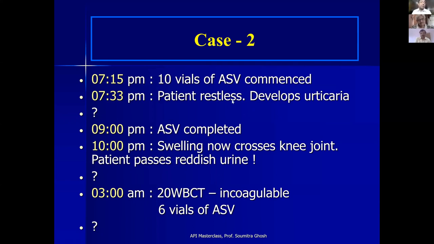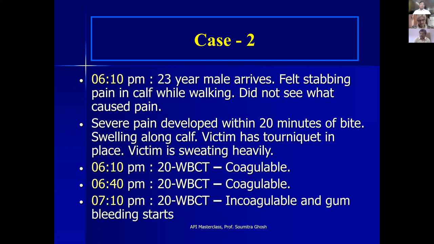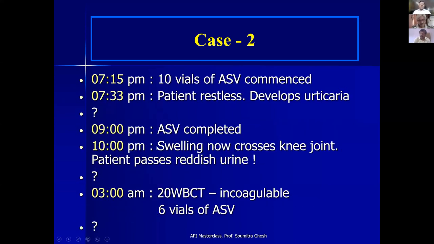We gave adrenaline and other supportive measures. And at 9 p.m., after just a break of 30 minutes or so, ASV was completed. So 42 minutes was actually taken. At 10 p.m., swelling now crosses the knee joint. The patient passes reddish urine.